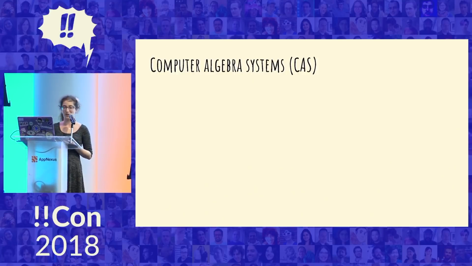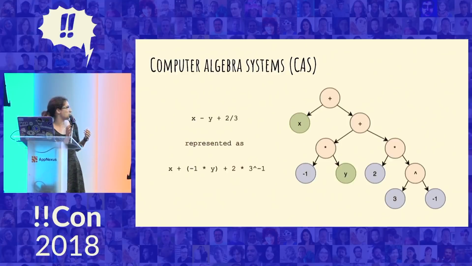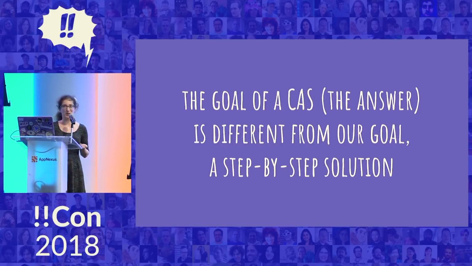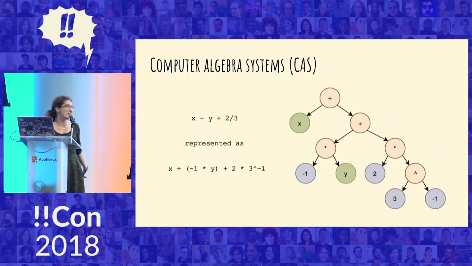And then I looked at their parse tree, and it looked like this. So x minus y plus 2/3 was then x plus -1 times y plus 2 times 3 to the -1, which is the same kind of thing, but also not. I was like, why are you doing this? But it turns out that subtraction and division are kind of annoying for the steps they wanted to take to get to the answer, and they only care about getting to the answer. So the goals of a computer algebra system were different from our goals, which is the step-by-step solution. And this tree isn't really helpful for getting to the step-by-step solution because it immediately gets rid of what the user was asking.